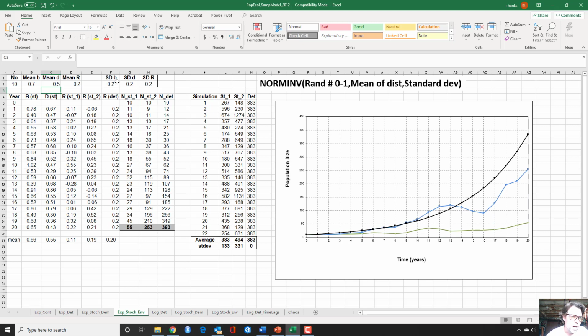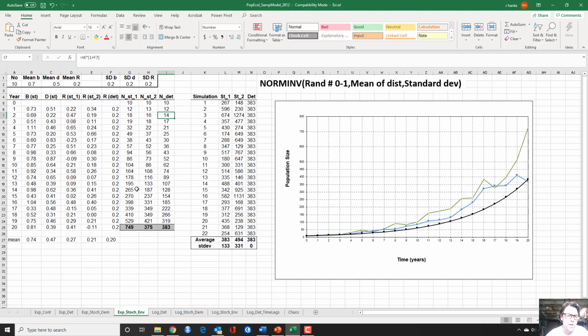Now, I'll also say that because of the model, this deterministic model here didn't change with these other values because I didn't build it in that way. So that model is always going to end in 383. But you can see when you start to add in this stochasticity, you start seeing a lot of changes in the final number, and so you get a lot of fluctuation as you take a look along these curves.